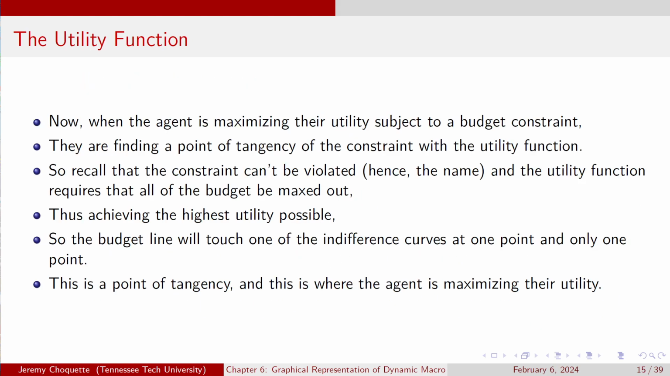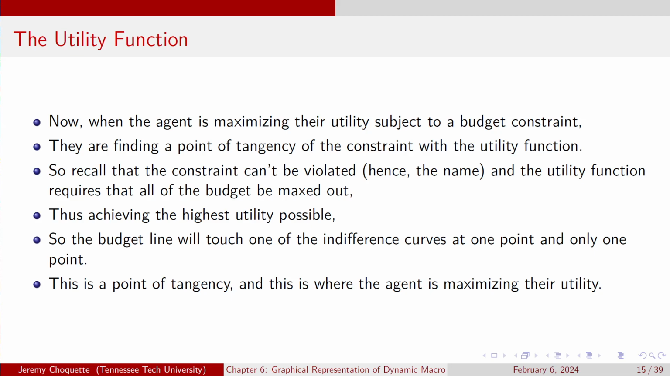Now, when the agent's maximizing their utility subject to a budget constraint, they're finding a tangency point of the constraint with that utility function. So if you've taken Calculus 3 and you remember doing constrained optimization with Lagrange multipliers, we're basically doing that here, except instead of using the Lagrangian, we're taking the constraint and substituting it into one of the independent variables. You get the same set of answers at the end either way. So we could do this with a Lagrangian if we wanted to. I choose not to. It's easier just to do some substitution.